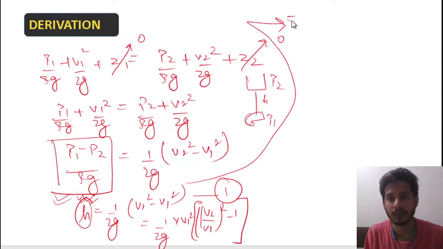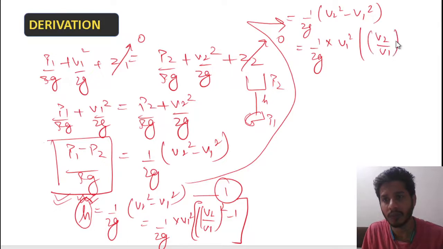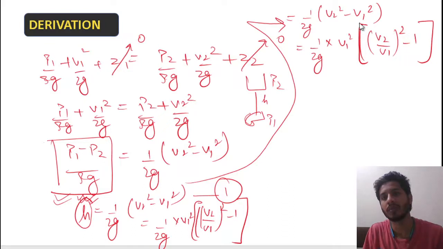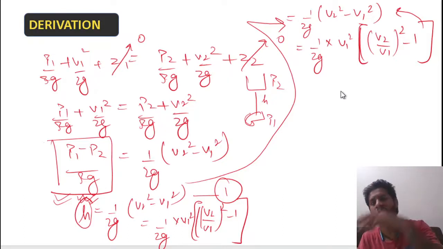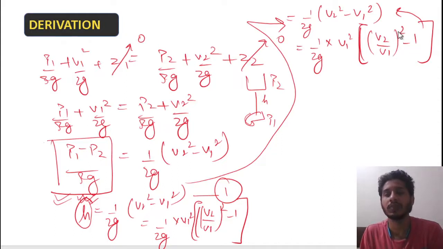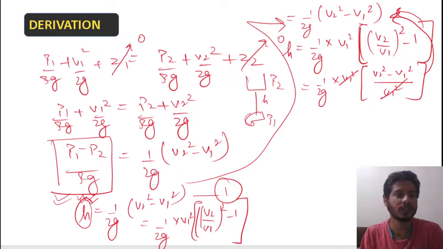See this equation: 1 upon 2G, V2 square minus V1 square. If we take V1 square common, or divide by V1 square, we get V2 upon V1 whole square minus 1. If you solve this equation, you will get the original equation back. Whenever you are confused in the derivation part, obviously they are not asked in GATE, but in many places they may ask the derivation in semester exams. So the easiest thing is to solve the equation again, and if you get the same equation as above, then you are right. So you can cross check it. Taking 1 upon 2G V1 square common, multiplying by V2 square minus V1 square as it is, V1 square cancels, and you get the same equation.